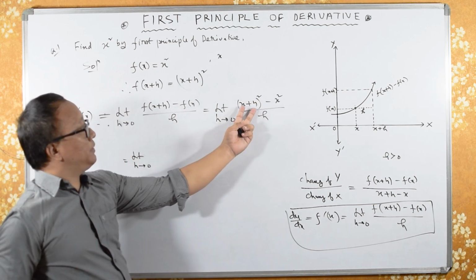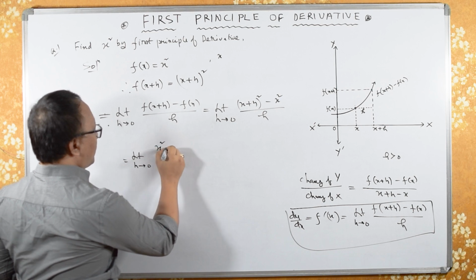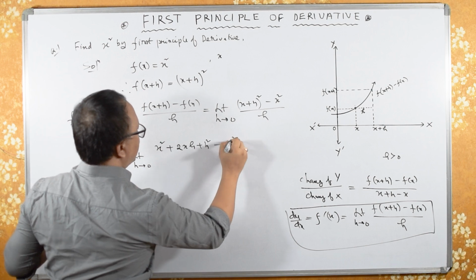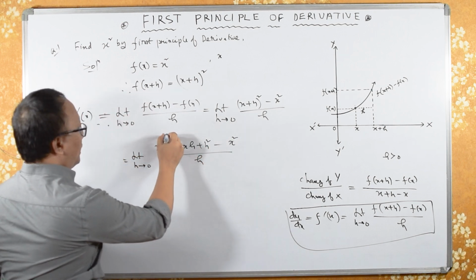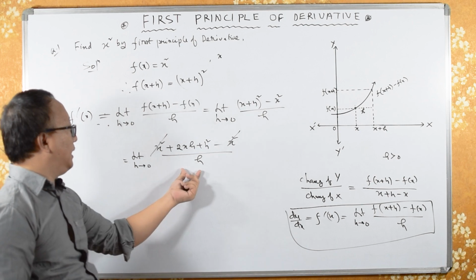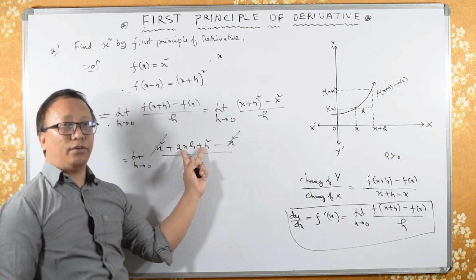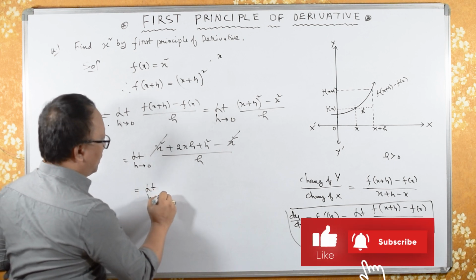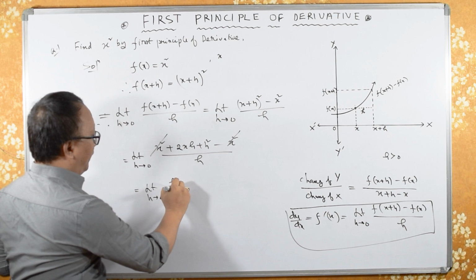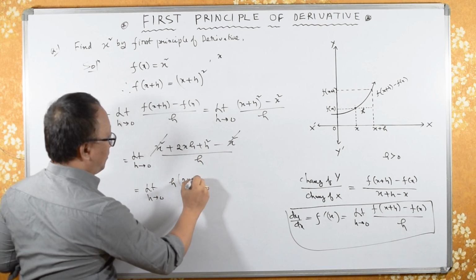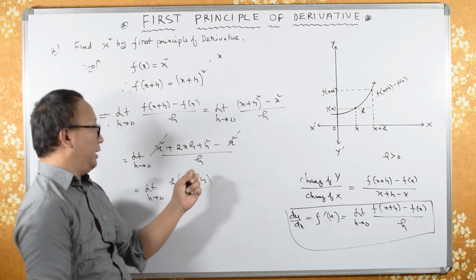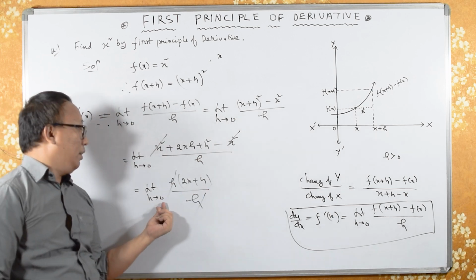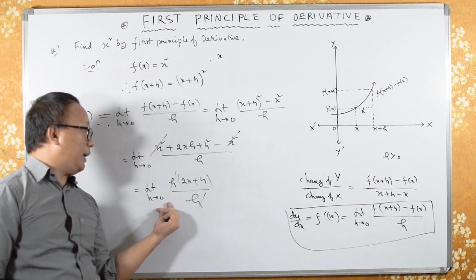Expanding this using the a plus b the whole square formula, I have x square plus twice x h plus h square minus x square upon h. Okay, now x square gets cancelled. Now I can take h common from the numerator. Here h tends to 0. If I take h common here, what will I have? I have twice x plus h, because h into h is h square upon h, and this h and h get cancelled. Then when limit h tends to 0, you have to substitute h equals 0 over here.